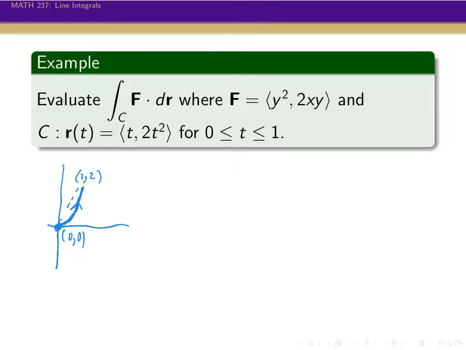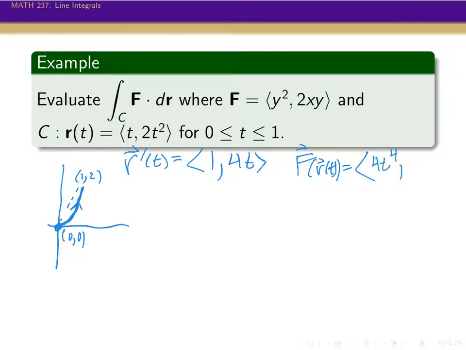Okay, so we're going to go through the same process. So I need r prime of t. In this case, r prime of t is going to be 1 comma 4t. We need to plug these into f again. So f of r of t for the new parameterization is going to be 2t squared, quantity squared, which gives me 4t to the 4th now. And then we have 2 times t times 2t squared for the y component. So this is now 4t to the 4th comma 4t cubed.